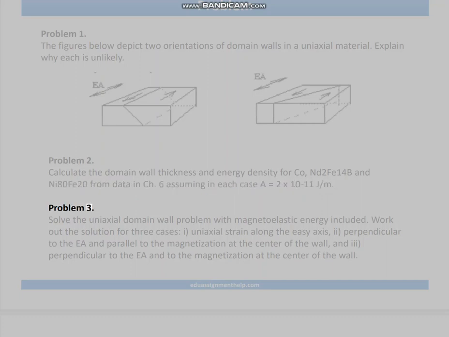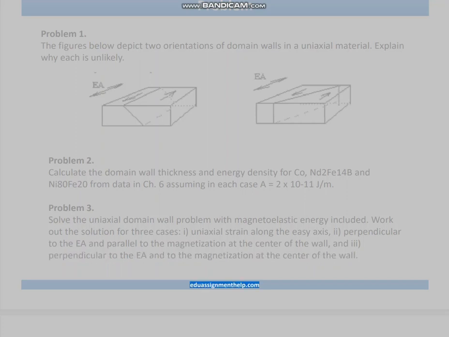Problem 3. Solve the uniaxial domain wall problem with magnetoelastic energy included. Work out the solution for three cases: 1. Uniaxial strain along the easy axis, 2. Perpendicular to the EA and parallel to the magnetization at the center of the wall, and 3. Perpendicular to the EA and to the magnetization at the center of the wall.